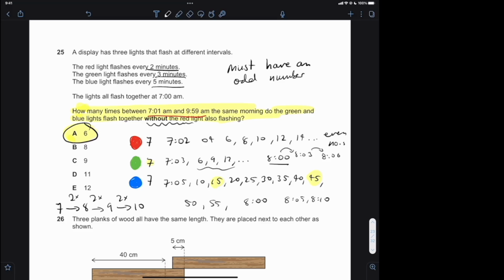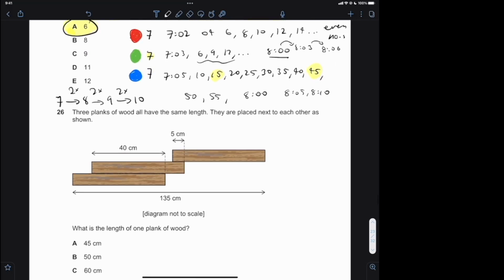So just remember there's no flashes. The last flash would be 9:45, so it doesn't matter if we consider the end point to be 9:59 or 10. All right, so that is question 25. A little bit of a tricky one, but finding patterns, identifying those, writing those out is probably the best way to go about it. Okay, question 26.